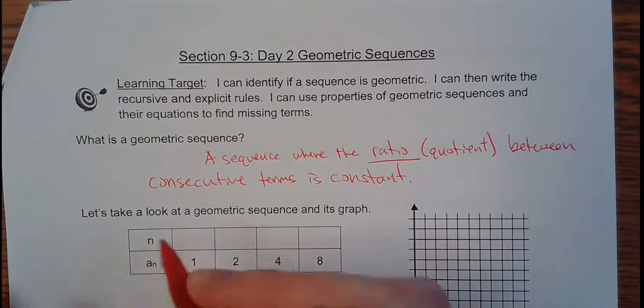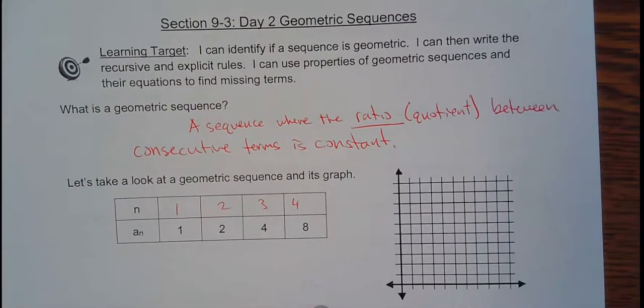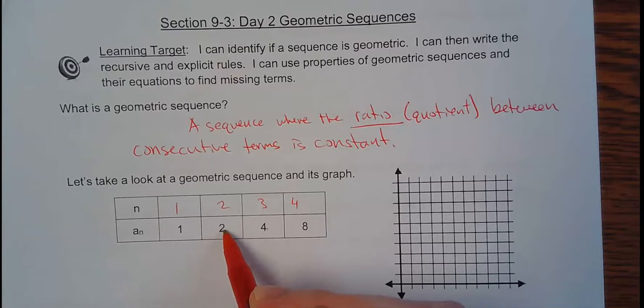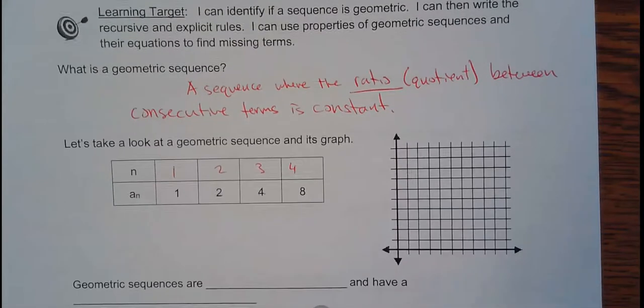So like here in this first one, here's 1, 2, 3, 4, first, second, third, fourth term. Take any term divided by its previous term. 2 divided by 1 is 2. 4 divided by 2, 2. 8 divided by 4, 2. They're all 2. So the common ratio is 2, which means you're doubling every time.